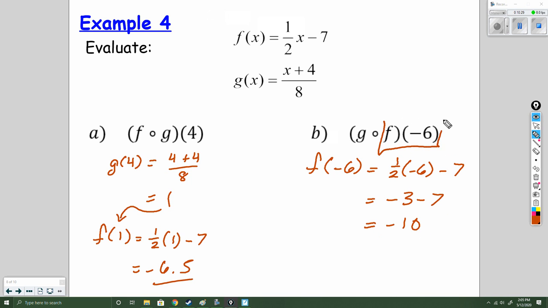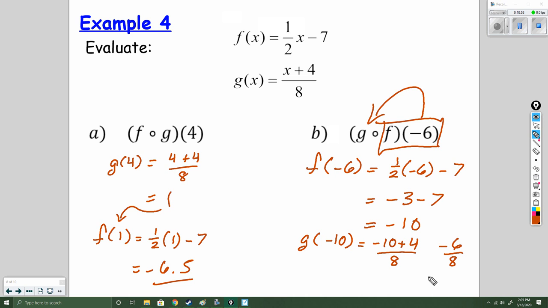Now, with f of negative 6, with whatever we got out, we're going to plug that into g. So now we're doing g of negative 10. So in function g, we're just going to plug in negative 10 for x. So that's negative 10 plus 4, which is negative 6. And negative 6 over 8 is negative 3/4.